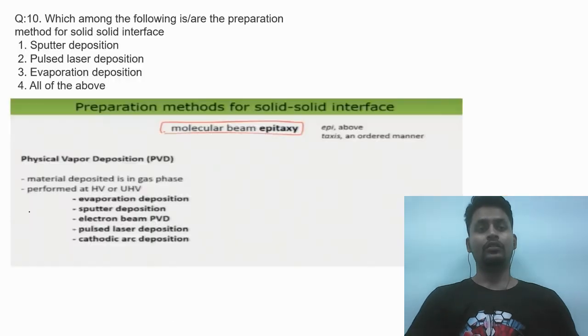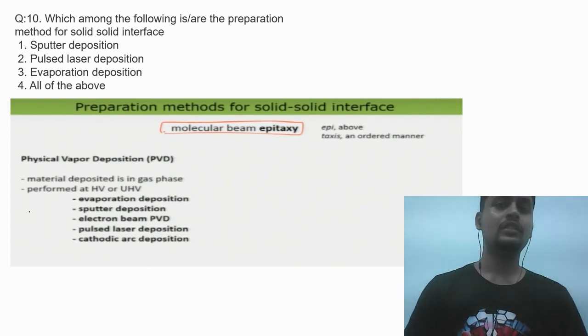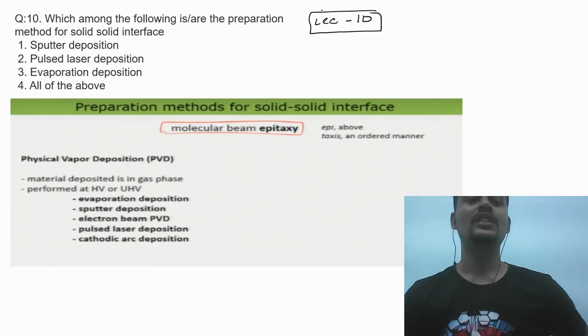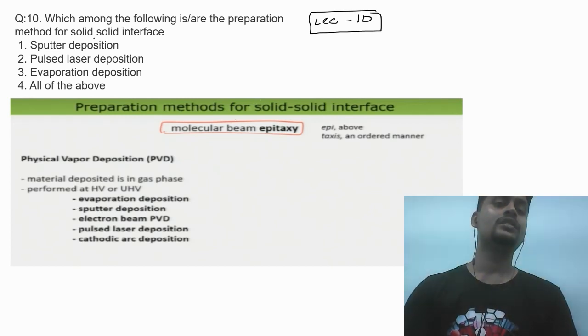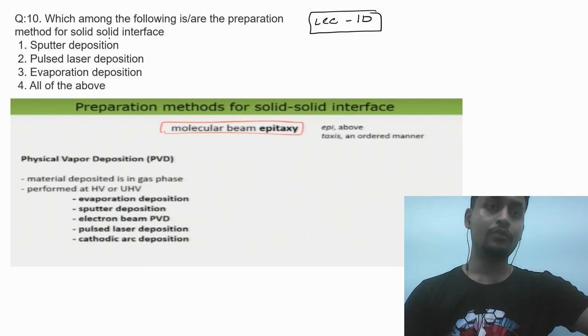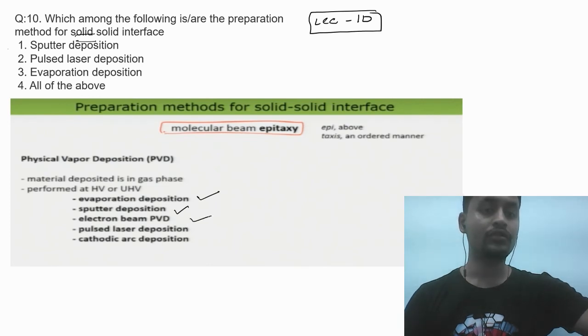Okay, so come to the last question. This is very informative, and you can find this in lecture number 10, where the professor has given a very nice introduction of how to make a solid-solid interface. Let me first tell the question: which among the following is or are the preparation methods for a solid-solid interface? This is a part of physical vapor deposition, and it can be done by evaporation deposition, sputtered deposition, electron beam PVD, pulsed laser deposition, and cathodic arc deposition.